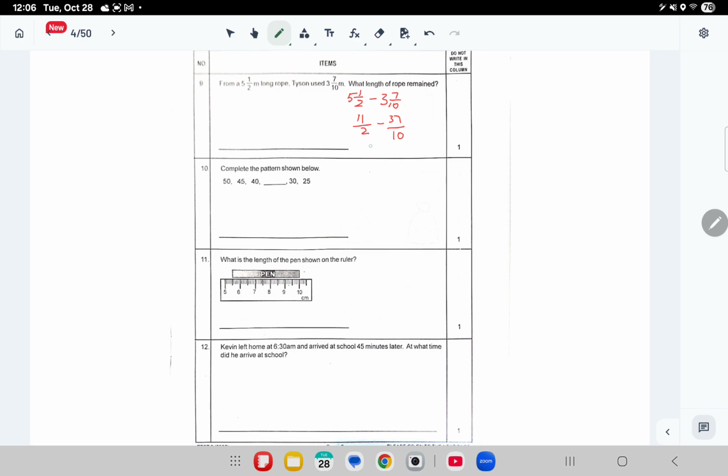Now we need the common denominator, which would be 10, because we know that 2 could go into 10, so therefore the denominator would be 10. Alright, so 2 could go into 10 5 times. 5 by 11 is 55. Take away 10 could go into 10 one time. 37 by 1 is 37. 55 take away 37 is 18 all over 10, and this is the same as 1 and 8 over 10, or 1 and 4/5 if you simplify. Alright, 1 and 4/5 meters.